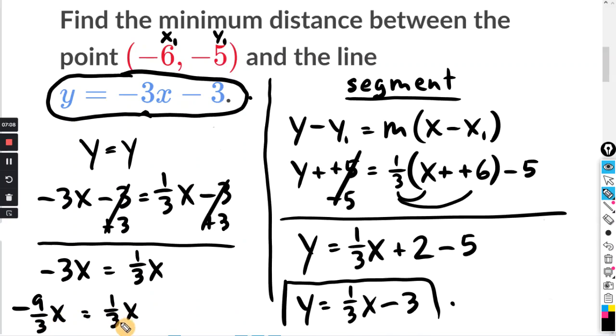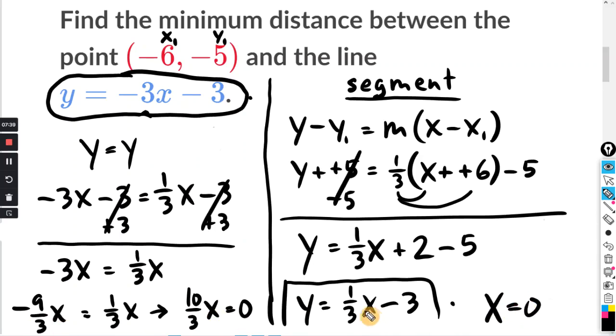And then if you do minus 1/3 x on both sides, actually I'll do plus 9/3 x on both sides. Okay, and that's going to be 10/3 x equals 0. I just added 9/3 to both sides right here. 9/3 plus 1/3 is 10/3 x, and this one cancels. So you can see x is clearly just 0.